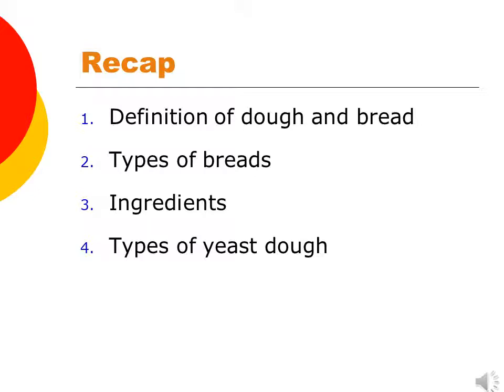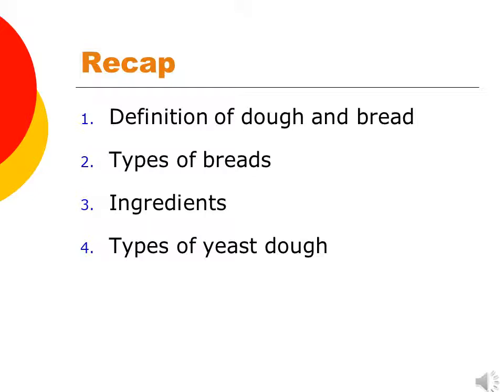Then we discussed the different types of ingredients used in yeast doughs. There are essential ingredients and optional ingredients. I am sure you remember that. Essential ingredients are flour, yeast, salt and water. And the optional ingredients are fat, sugar, milk and bread improvers.